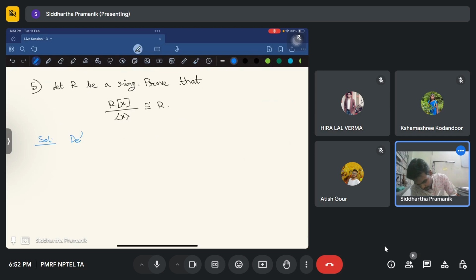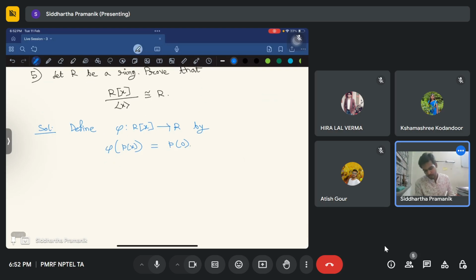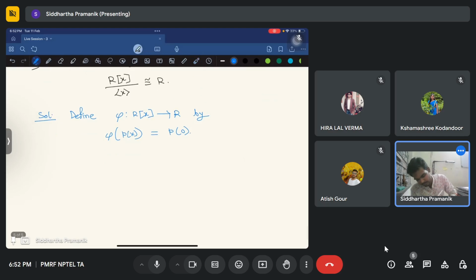So define phi from the ring R[x] to R by phi of p(x) equals p(0). You just evaluate this polynomial at 0. So you take a polynomial p(x) and just plug 0 in for x. Then phi is a ring homomorphism.